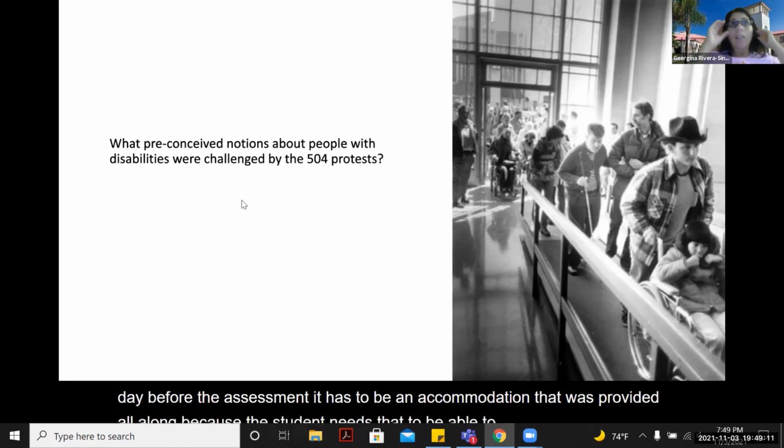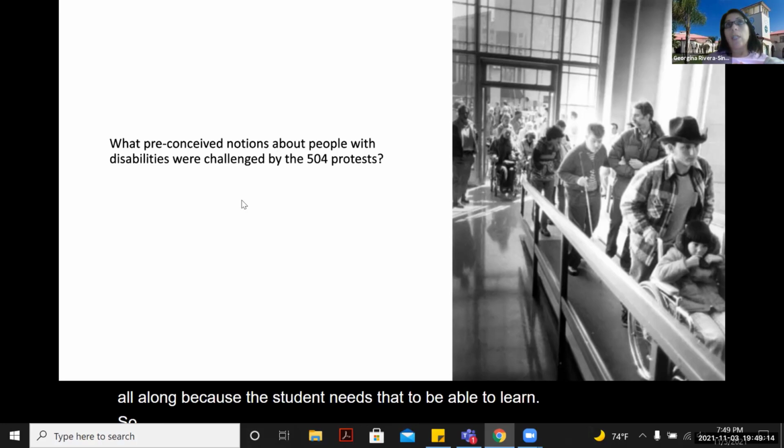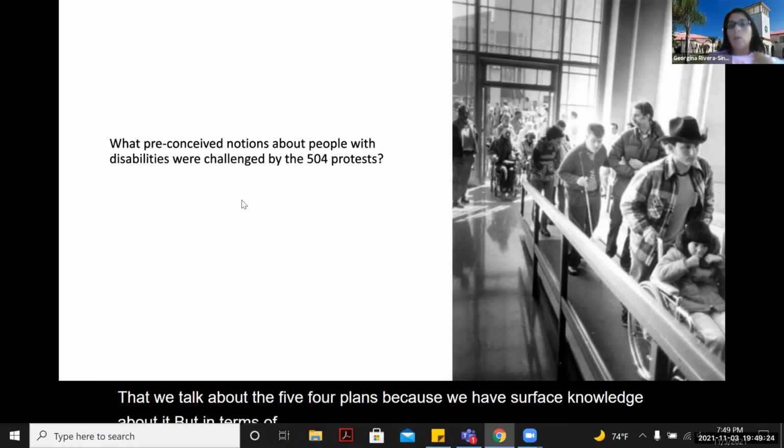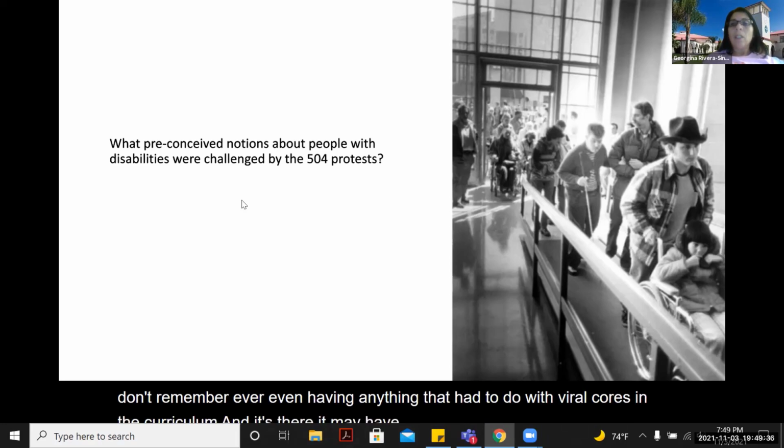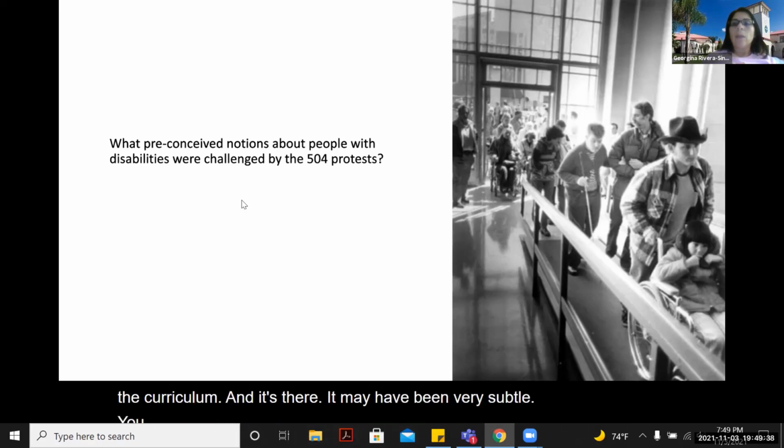So that's to the extent, I think, as educators that we talk about the 504 plans, because we have surface knowledge about it. But in terms of the curriculum, I was a high school teacher, and I don't remember ever having anything that had to do with 504s in the curriculum. And if it's there, it may have been very subtle, just real brief, and move on. Let's go into something else.